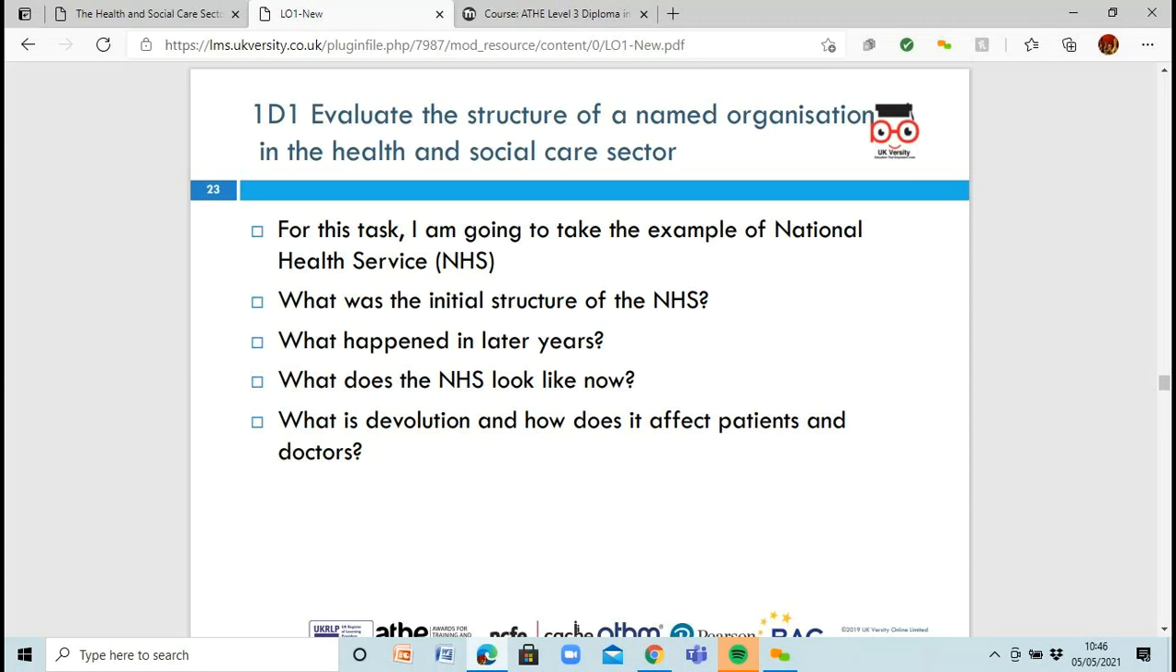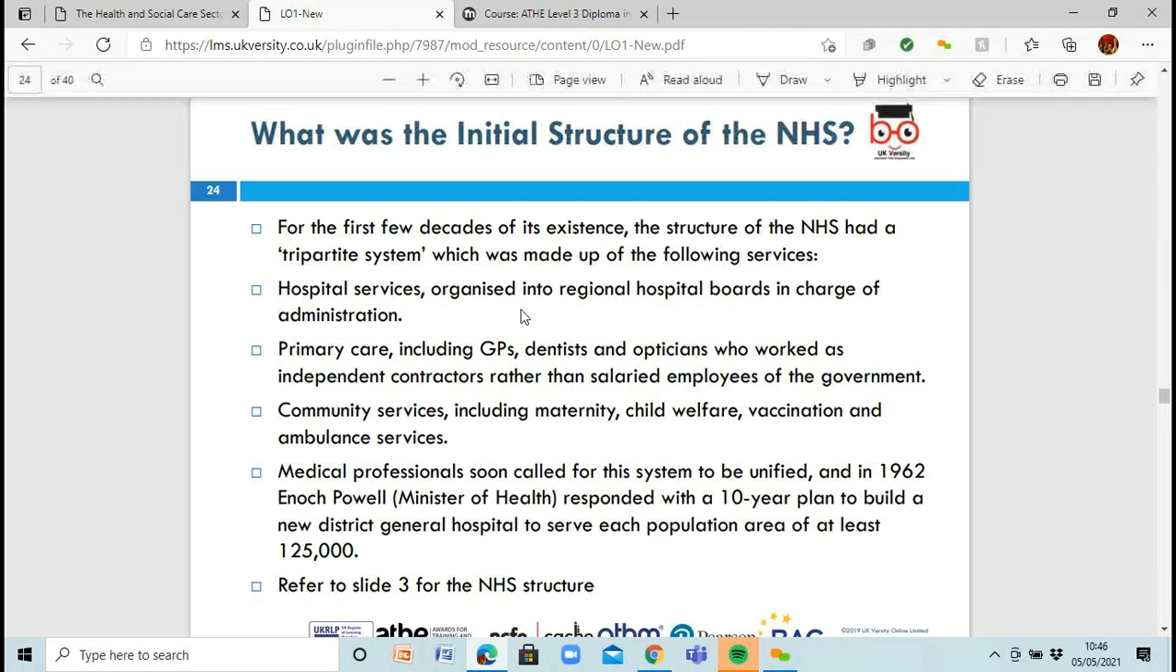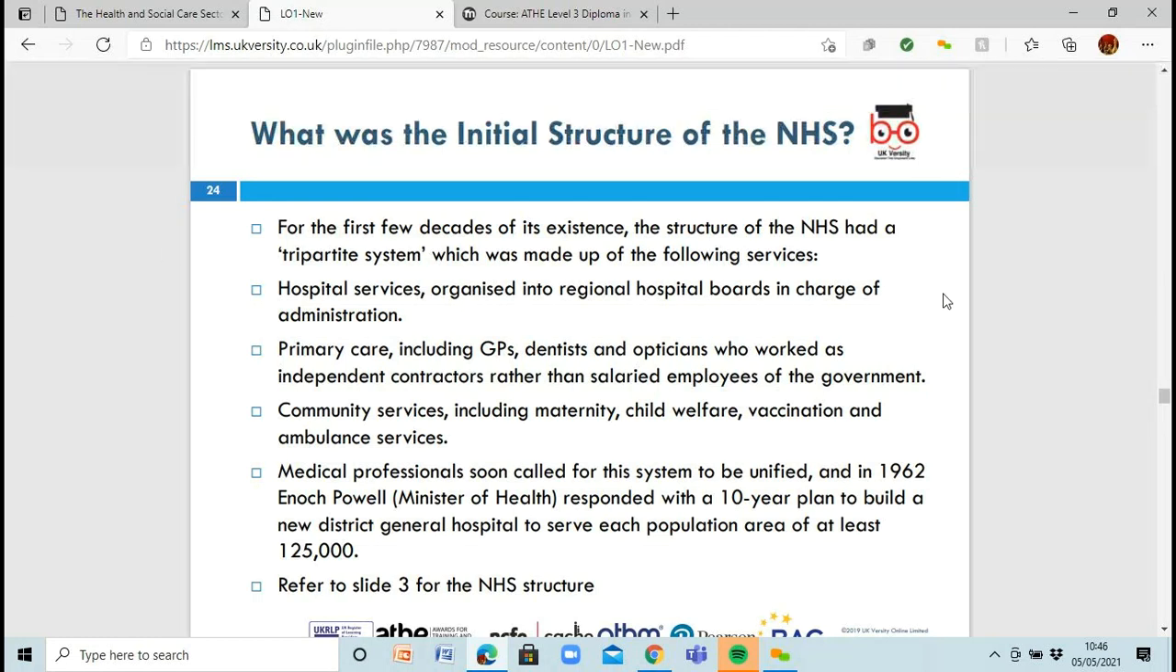So we're going to look at the NHS. We're going to look at the initial structure of the NHS, what happened in the later years, what does the NHS look like now, and what is devolution and how it affects patients and doctors. So when you go on to this, please feel free to come back and read through all of this. I'm not going to read every single point because it'll just be me wasting your time. But I'll go over a summary of what is in here.